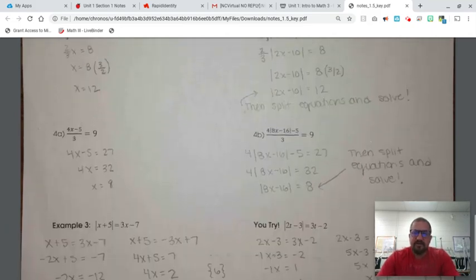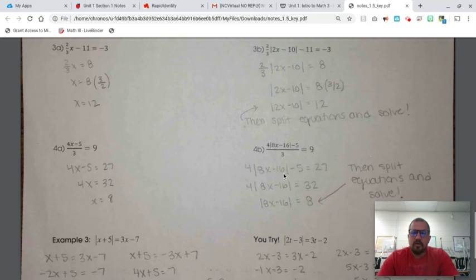And then finally, in number 4, we would multiply by 3 because it's on the bottom. So everything's above that 3. So we multiply by 3, and that gives us 27 on the right side. Then we would add 5. That gives us 32. Then we would divide by 4. That gives us 8. So we have the absolute value of 8x minus 16 equals 8.